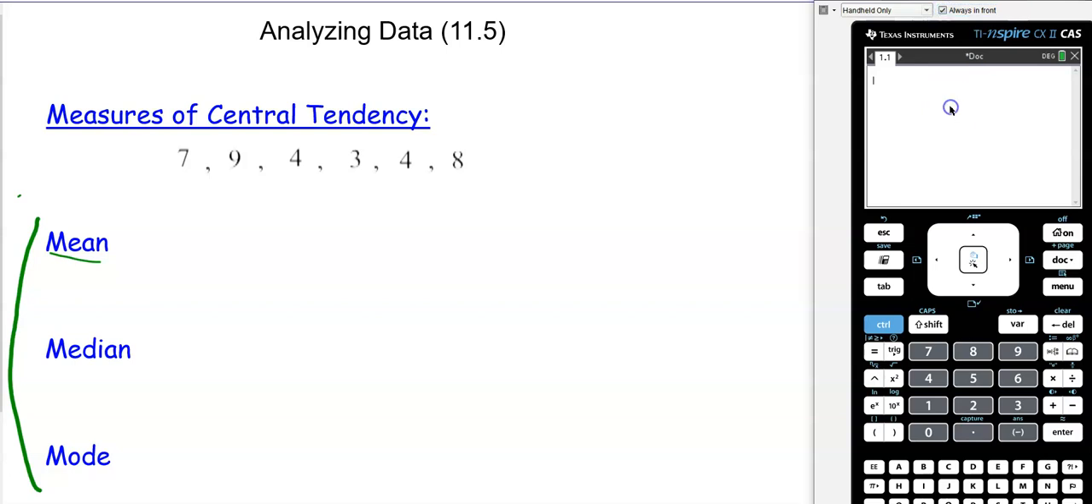You're going to add up the numbers: 7 plus 9 plus 4 plus 3 plus 4 plus 8. Divide by the number of terms. I think there's 6 of them. I'm going to put a decimal point, so I get a decimal, and we get a mean of 5.83 repeating.